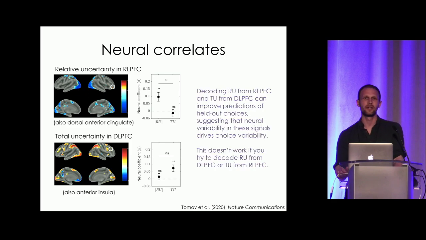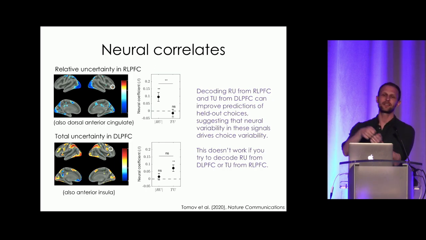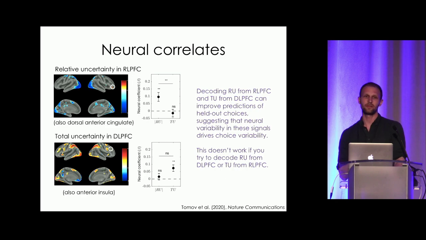Another thing that we can do here is ask the question whether variability in the neural signal coding these different forms of uncertainty predicts variability in behavior. So the way that we did this is we took these ROIs, we decoded on a trial-by-trial basis relative uncertainty or total uncertainty from the corresponding ROIs, and then we entered that decoded uncertainty back into the behavioral choice probability model. And then we showed that this actually explains additional variance in choice probabilities that's justified by a model comparison.